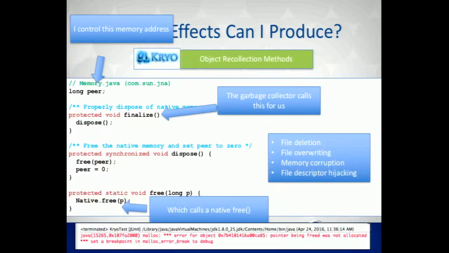So there's a ton of gadgets out there that will delete files for you, overwrite files, do memory corruption, and file descriptor hijacking. A file descriptor is just an integer. And so if I can trick your file descriptors into doing different things, that's really interesting. In a lab setting, I've been able to trick a server into writing its logs to the same file descriptor that is the socket it's communicating with me. So I can actually get you to send me your logs, which is interesting.